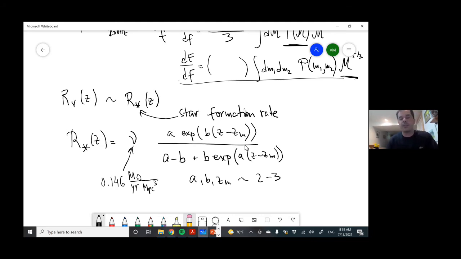So anyway, that's the star formation rate. And again, this is the rate at which the stars are forming. That's not exactly what we want, because what we want is the rate at which binaries are merging. So we need to somehow take into account the fact that there is a time delay, basically, between the formation of stars and the time when a binary would merge.